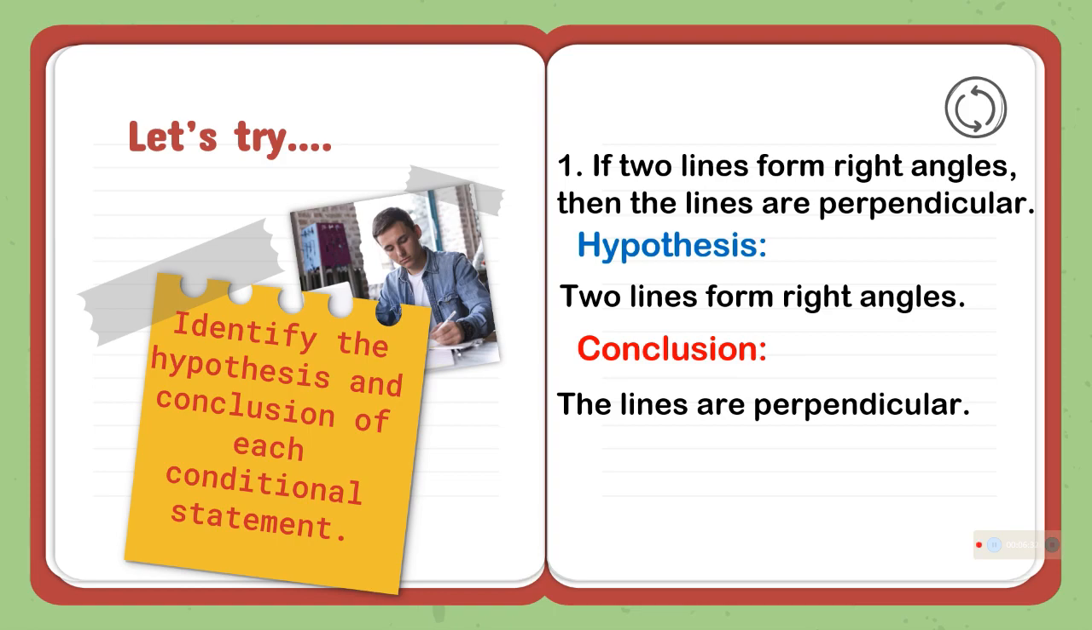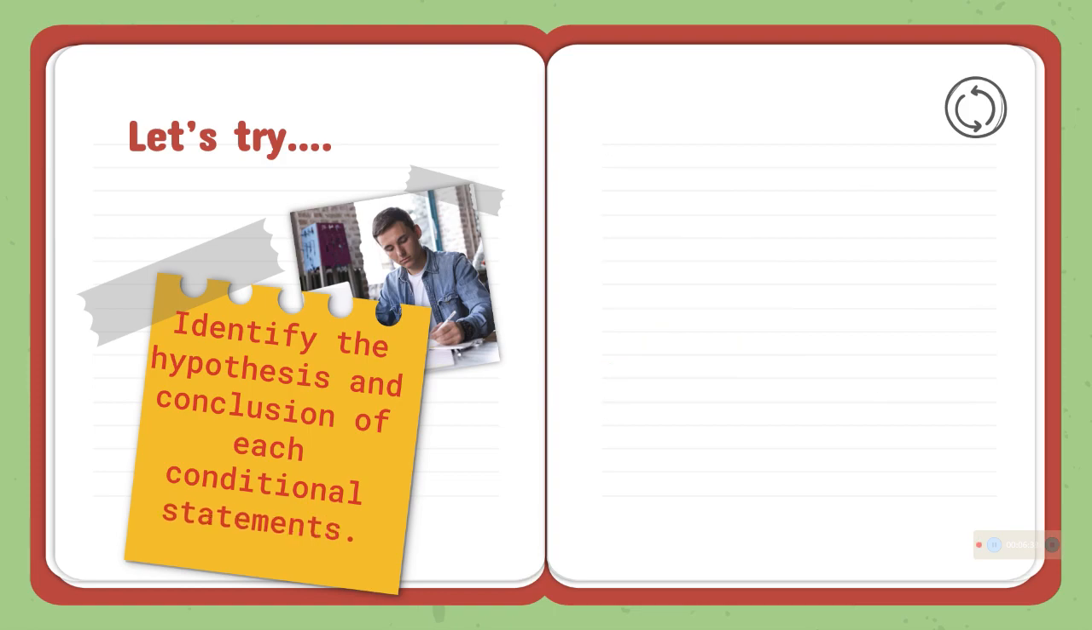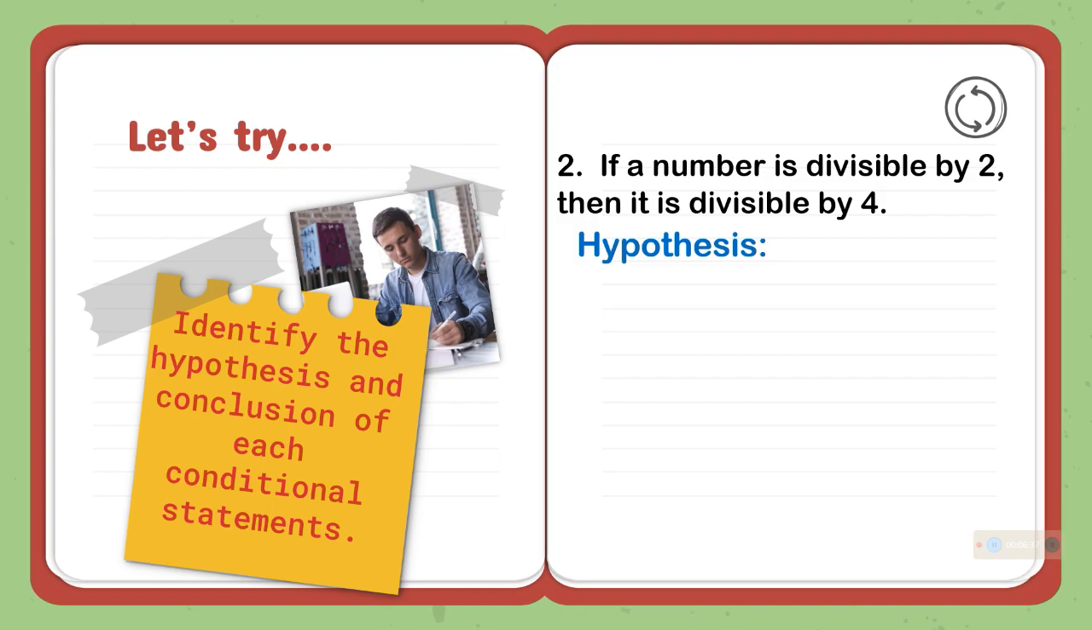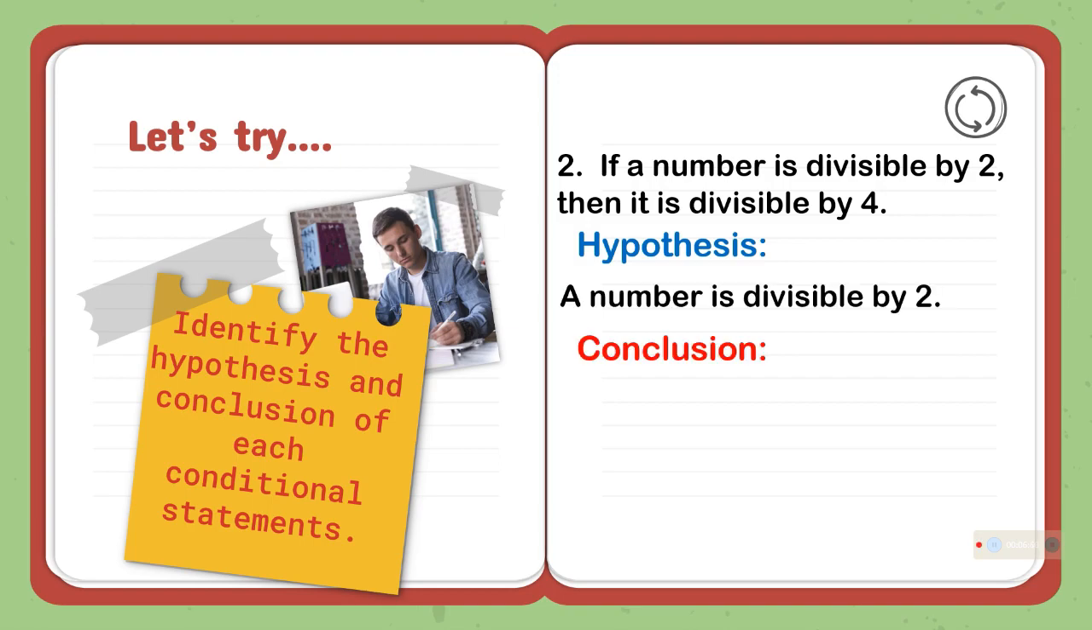Okay, for number 2, let us have: if a number is divisible by 2, then it is divisible by 4. What will be our hypothesis? Okay, so we have, a number is divisible by 2. That is correct. How about our conclusion? We have, a number is divisible by 4. Or you may also have, it is divisible by 4, which is also acceptable.